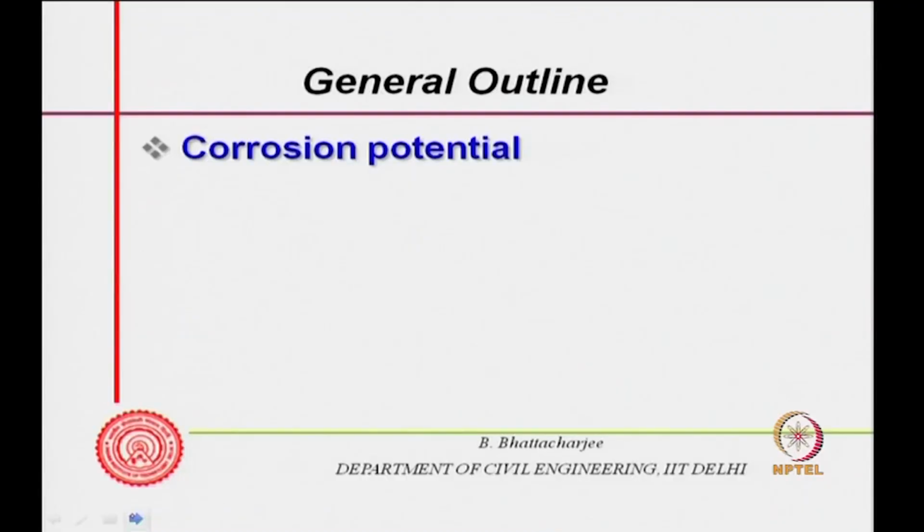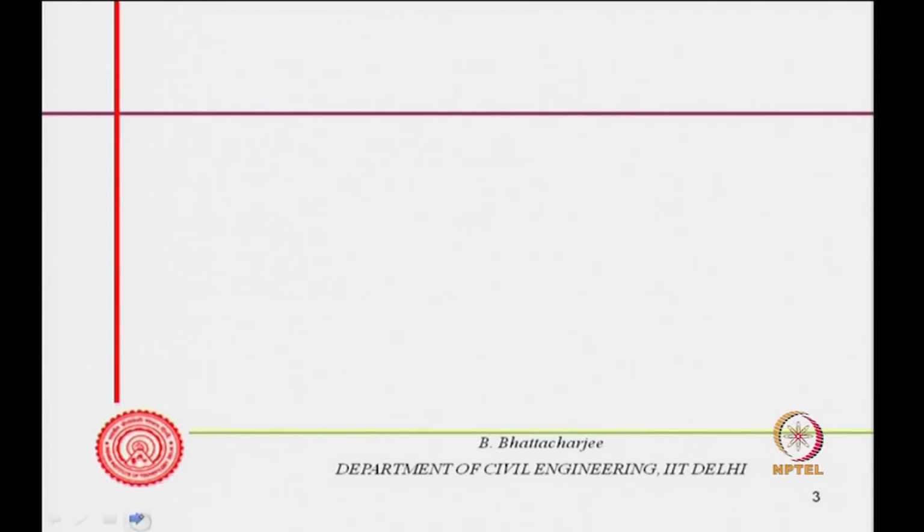So, what we will do is we look at corrosion potential, because it is an electrochemical process. We look at its kinetics and effect and protection.